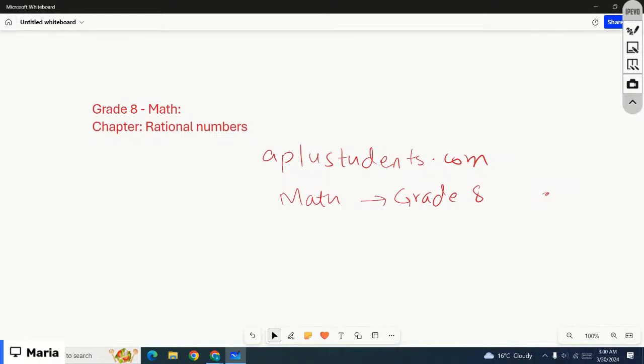We're going to start with the chapter rational numbers, right? So please make sure you have your notebook and pencil so that you can note down the important examples and definitions as well, right?